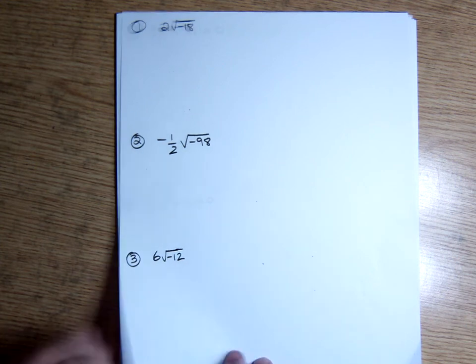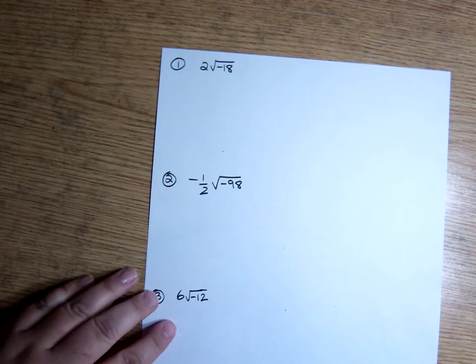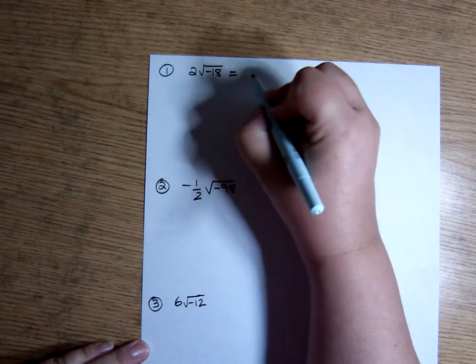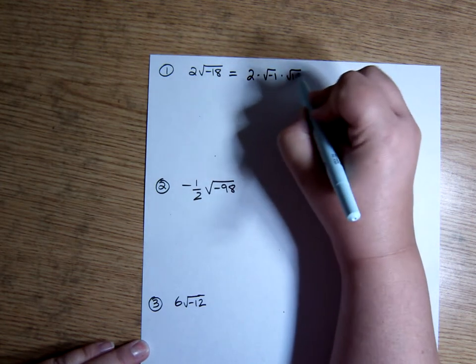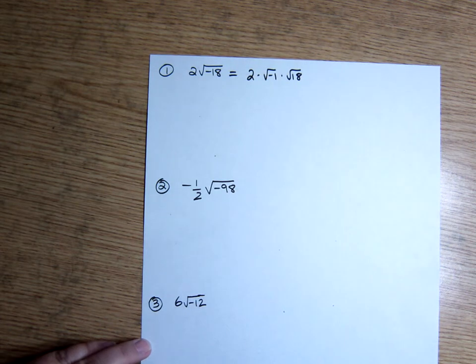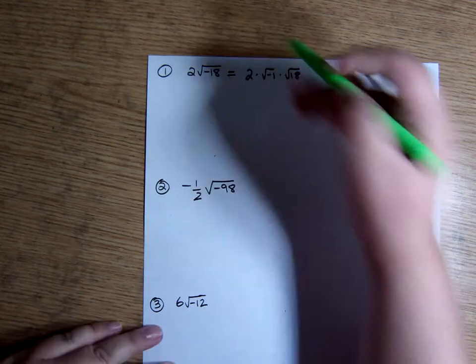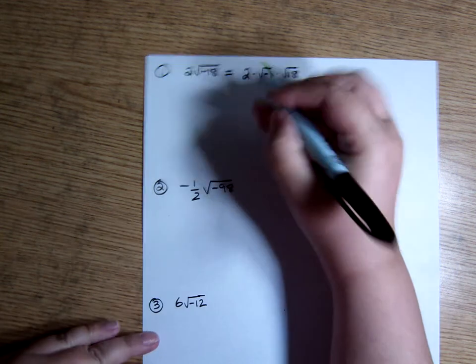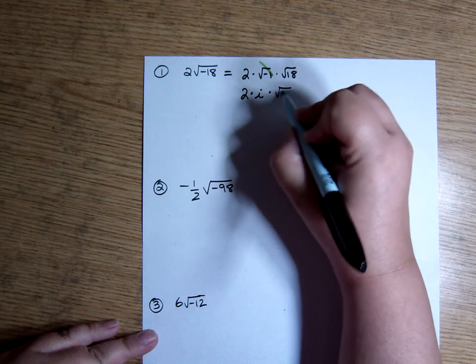So let's see. Number 1, 2 times square root of -18. Remember that i is the square root of -1. And what you have here is this. So basically, every time you have a negative under the radical, it's going to come out as an i, because square root of -1 is i. So here I have 2 times i times square root of 18.